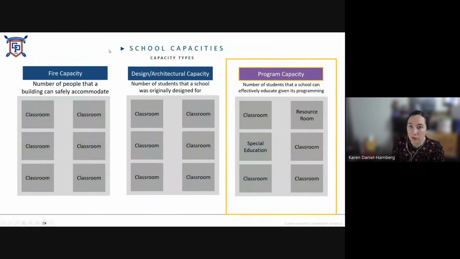So we calculated a programmatic capacity for your corporation, and I just want to go through a couple different types of capacities that you'll likely see and hear about. There are three main types of capacity. First, a fire capacity, and this is, of course, the number of people that a building can safely accommodate.